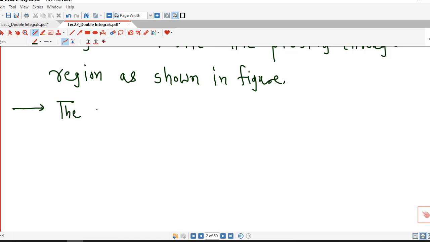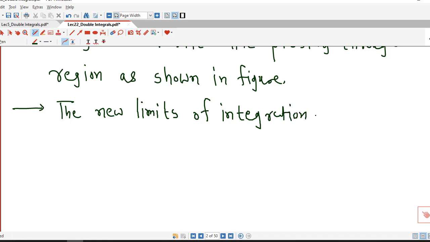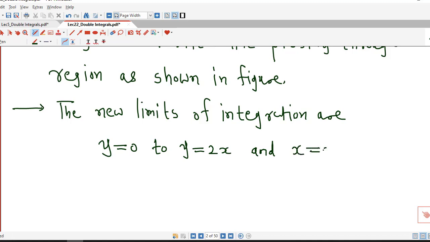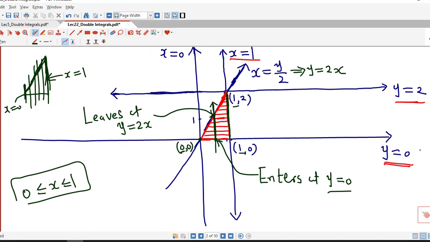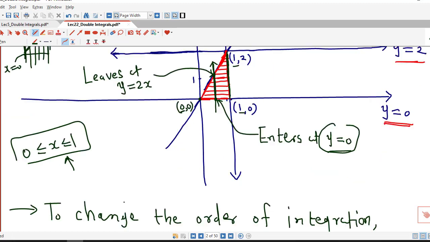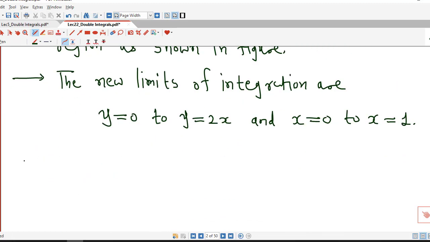So we write down the new limits of integration: y is from 0 to y equal to 2x, and x is from 0 to x equal to 1. So y is from 0 to y equal to 2x, x is from 0 to 1. So now the new order of integration is first with respect to y and then with respect to x.